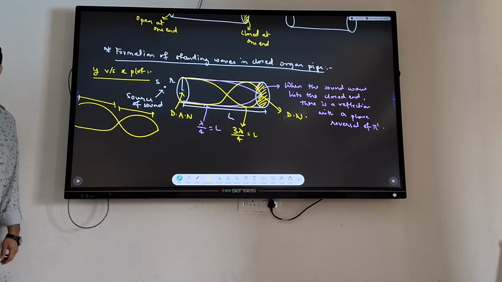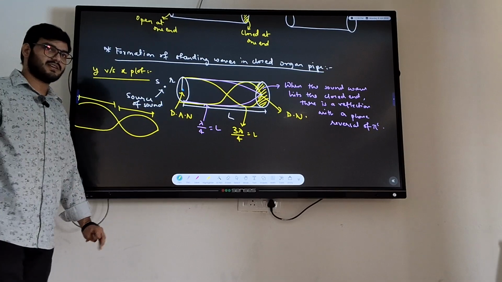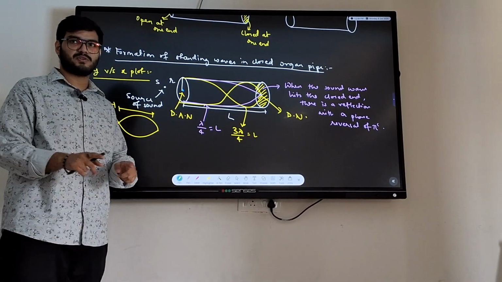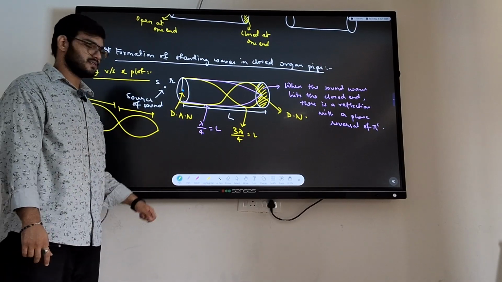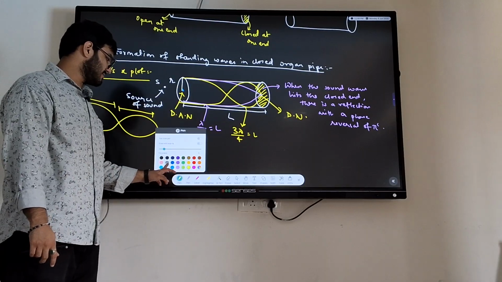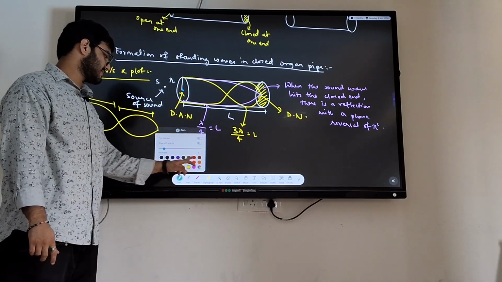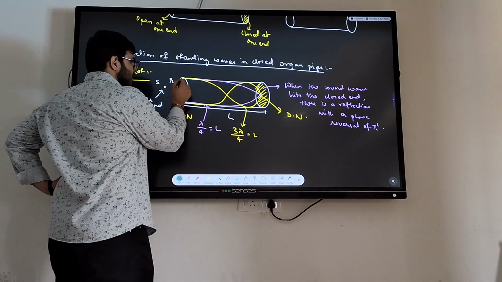Please don't make this same thing in the same diagram. Otherwise it will become a total mess. Try to make it in a different diagram, or maybe use color coding, different colors like me. Let's make one more, and then I will generalize. Let me make one more possible wave.